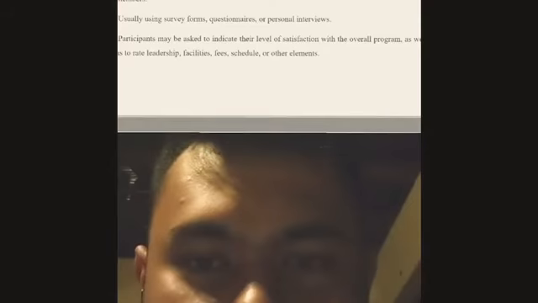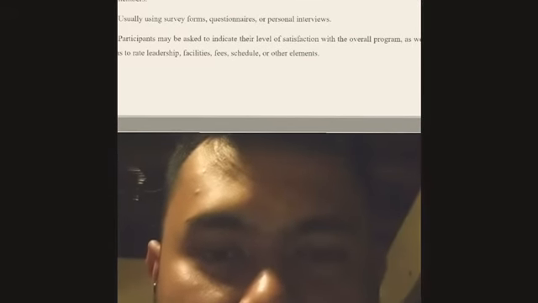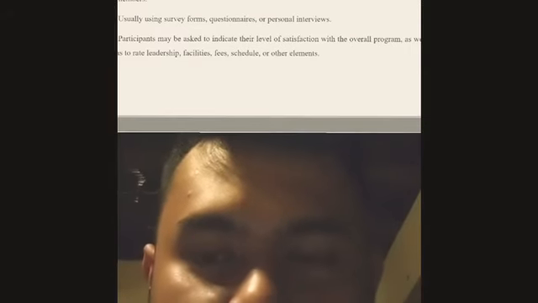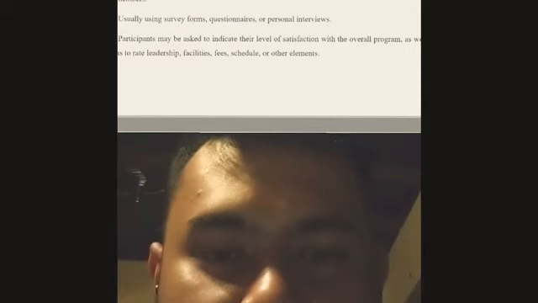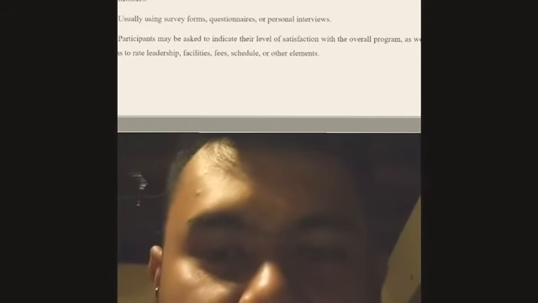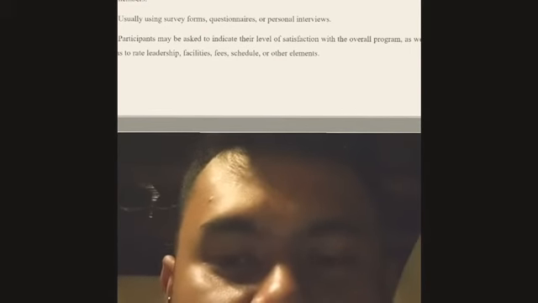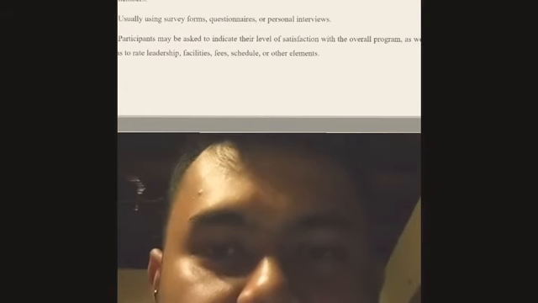For the first one, I want to present about participant and staff rating evaluations. The common approach to evaluation involves the use of ratings by program participants or by staff members, usually using survey forms, questionnaires or personal interviews. After that, participants may be asked to indicate their level of satisfaction with the overall program, as well as to rate leadership, facility fees, schedule or other elements.